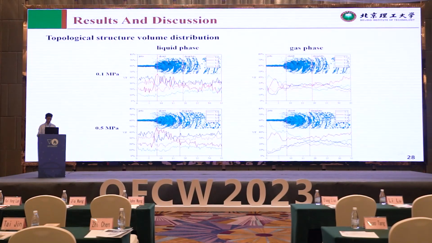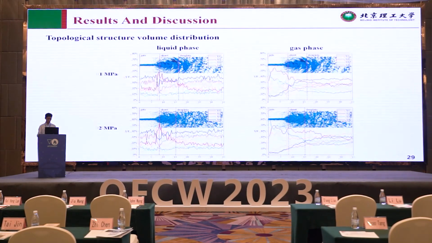To better understand the topological structure volume distribution of both liquid and gas phase at different pressures, we have made a graph with integrated cross-section lines showing the different topologies. This shows the topological structure volume distribution of liquid and gas phase at 1 megapascal and 2 megapascal.